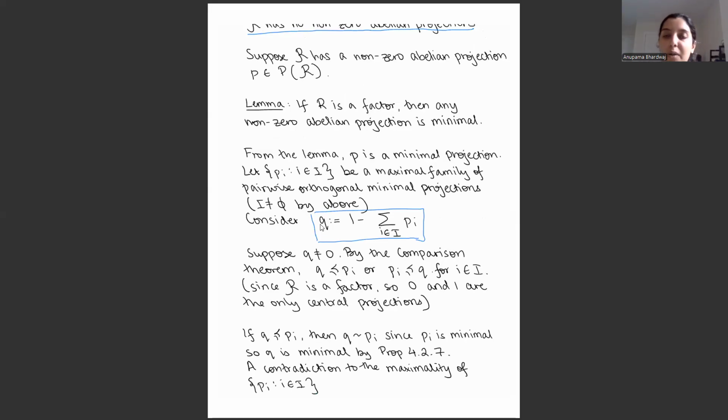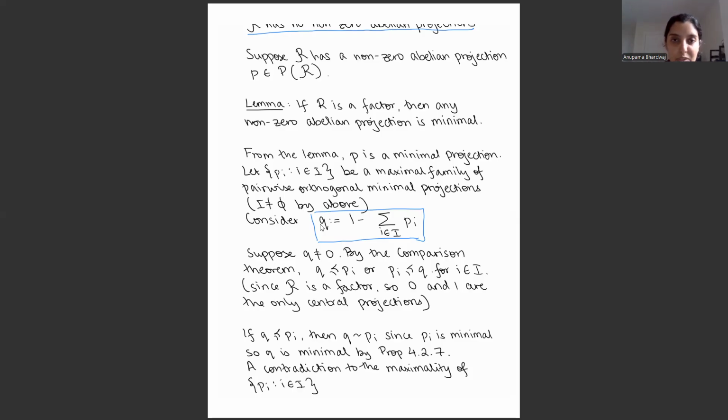So how would I show that R has no non-zero abelian projections? This is the last bit, which involves an argument that's used before in the Goals notes as well. So I would really invite you to read pages 61 to 63 in the Goals notes. It's very interesting how these things play out. So let's suppose that R has a non-zero abelian projection. Let's call it P.